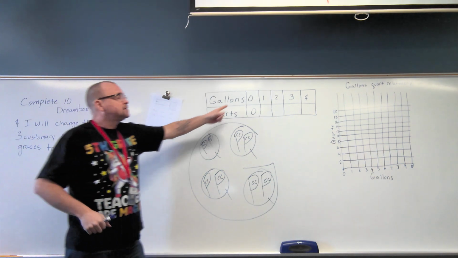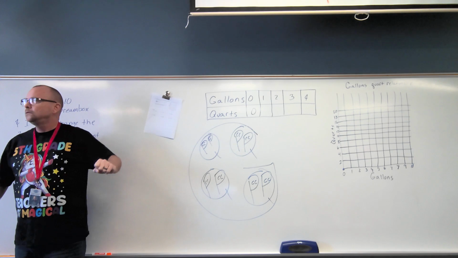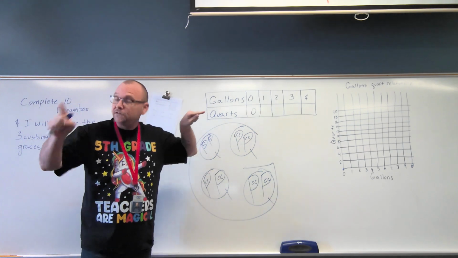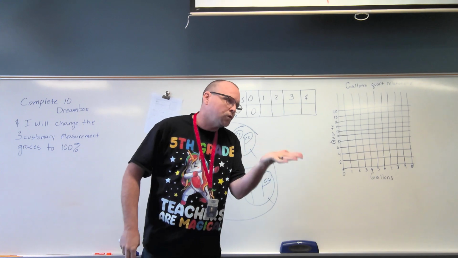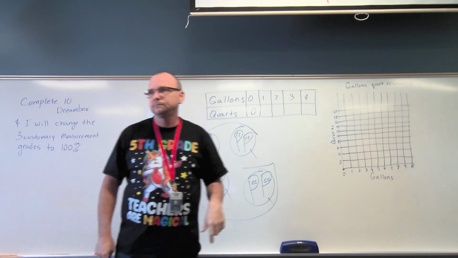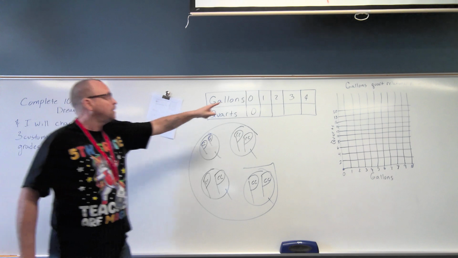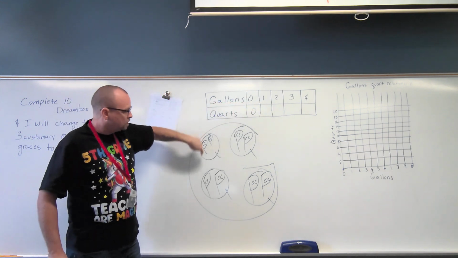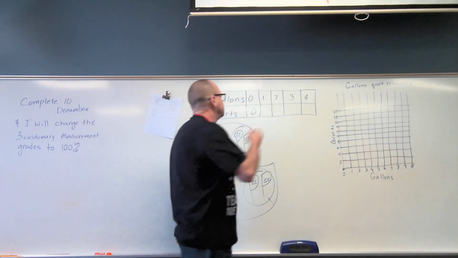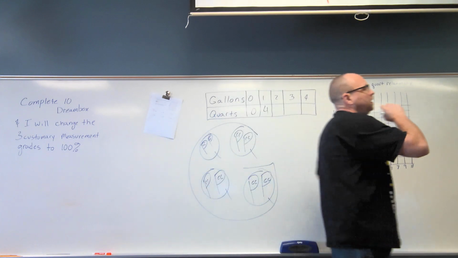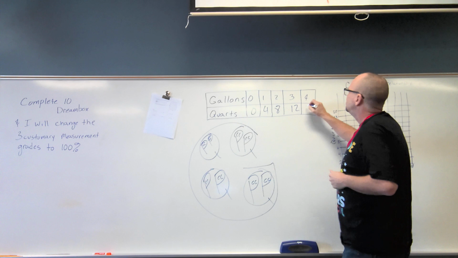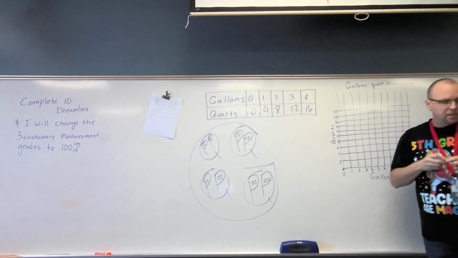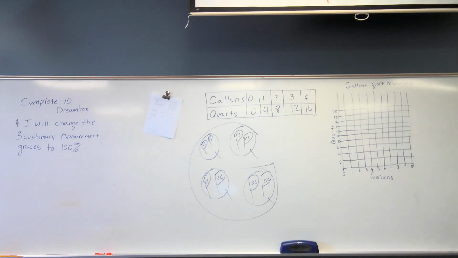All right, so if we look at this, if we have 0 gallons, we have 0 quarts. Funny how that works. I have 0 gallons in my hand, and I also have 0 quarts in my hand. That's just weird. If we have 1 gallon, we can look at the quarts: 1, 2, 3, 4 quarts. 2 gallons would be 8 quarts. 3, 12. 4, 16. So then we have to fill in the chart.